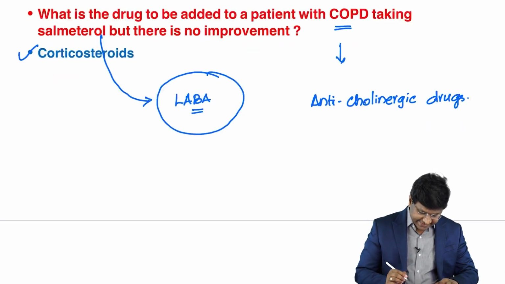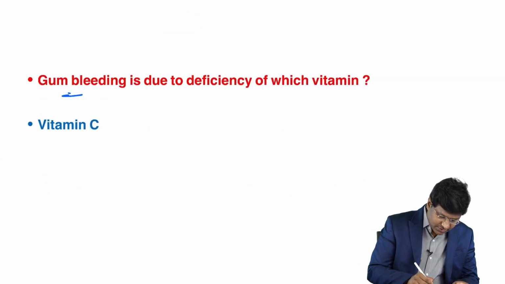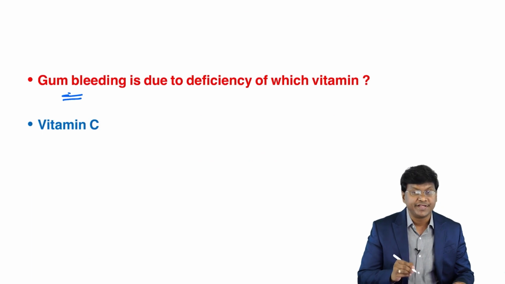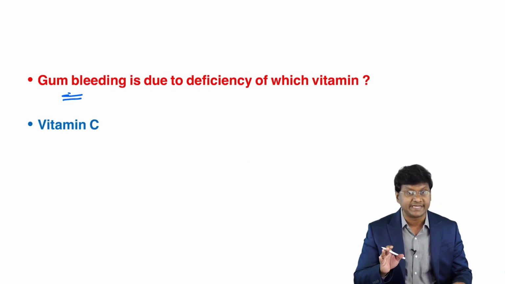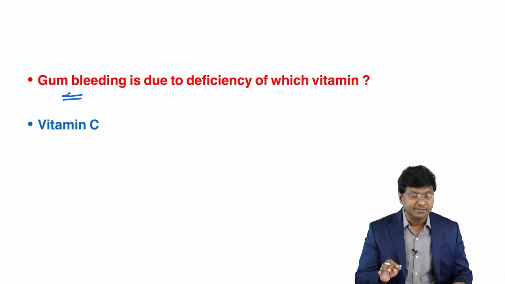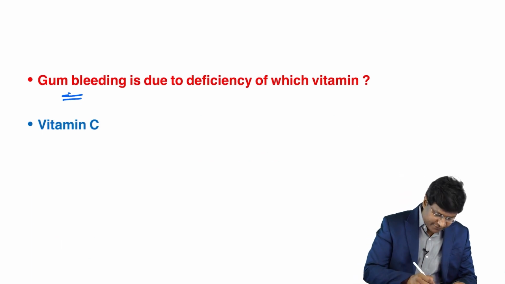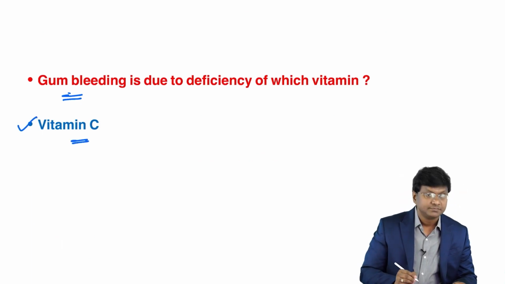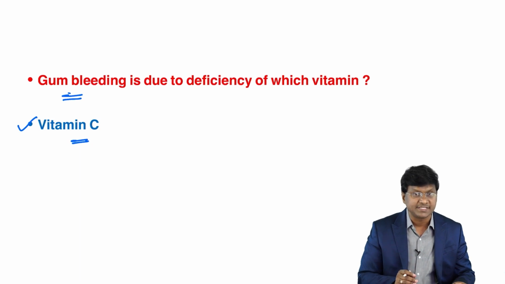Then followed by that, gum bleeding is due to deficiency of which vitamin? Gum bleeding, let me tell you, it is due to deficiency of vitamin C. Right, it is due to deficiency of vitamin C.